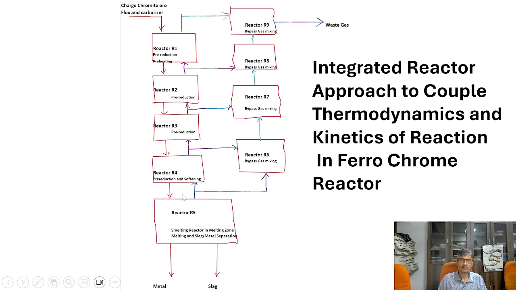Basically we have tried to integrate the thermodynamics and kinetics of the process in the form of a flow sheet, which is represented here, where the kinetics of the gas solid reaction has been effectively modeled by using a bypass fraction of the gases which are not able to react with the solid under equilibrium.